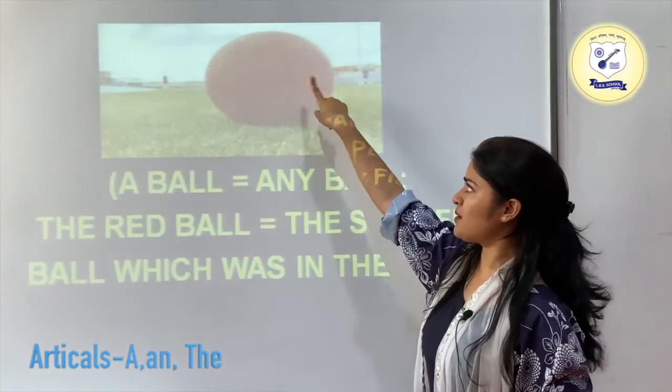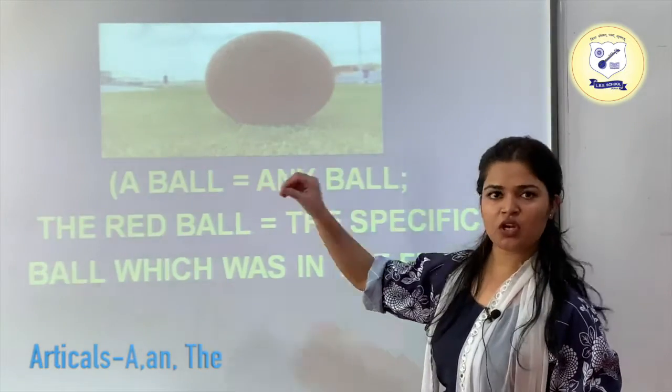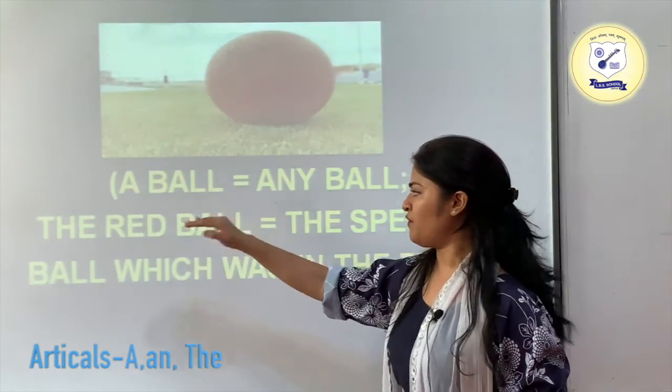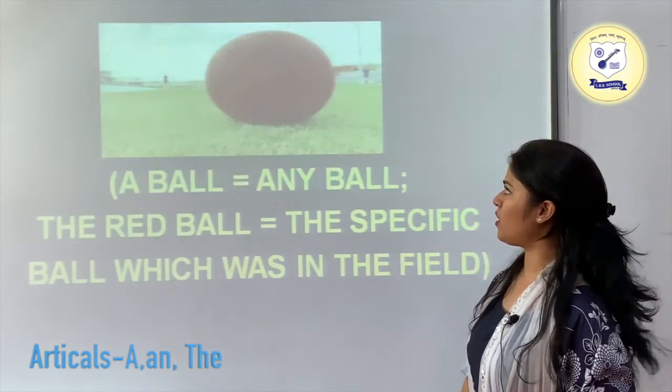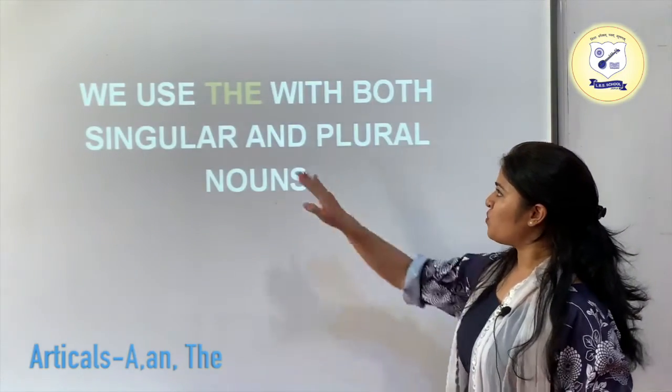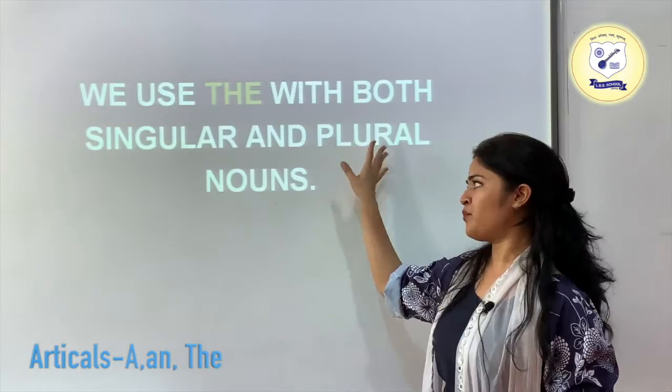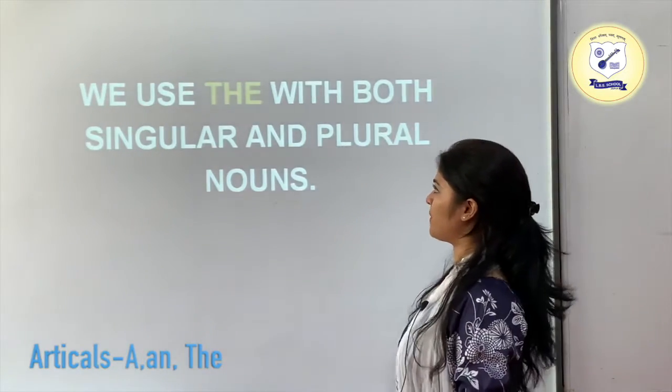Like you can see, this is a ball, any ball. If you are talking about any ball, then we will use a. If you are specifying that ball, then it would be the ball, the red ball. Now we use the with both singular and plural nouns, as I have told you earlier.